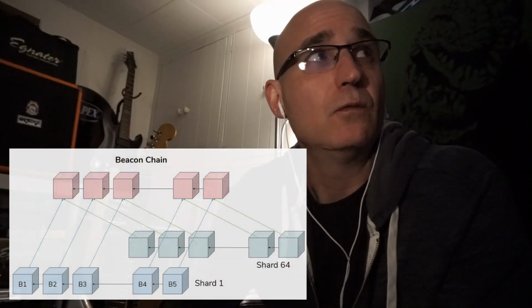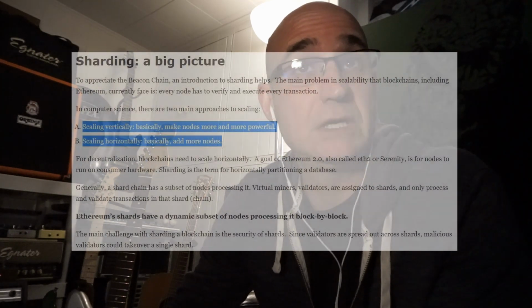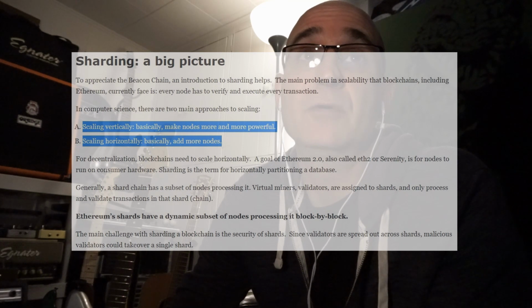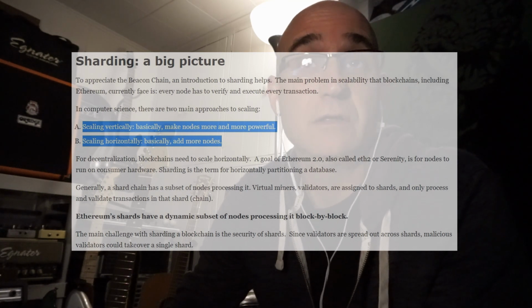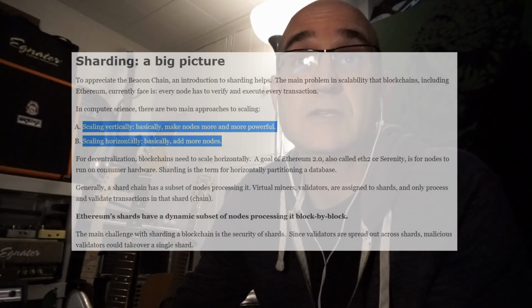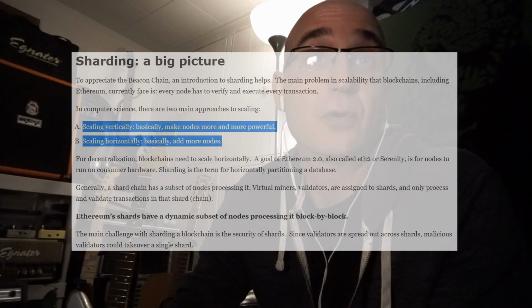Before we can really get into the beacon chain of Ethereum, we really need to begin to understand sharding. So, sharding, a big picture. To appreciate the beacon chain, an introduction to sharding helps. The main scalability problem that blockchains, including Ethereum, currently face is that every node has to verify and execute every transaction. In computer science, there are two main approaches to scaling.